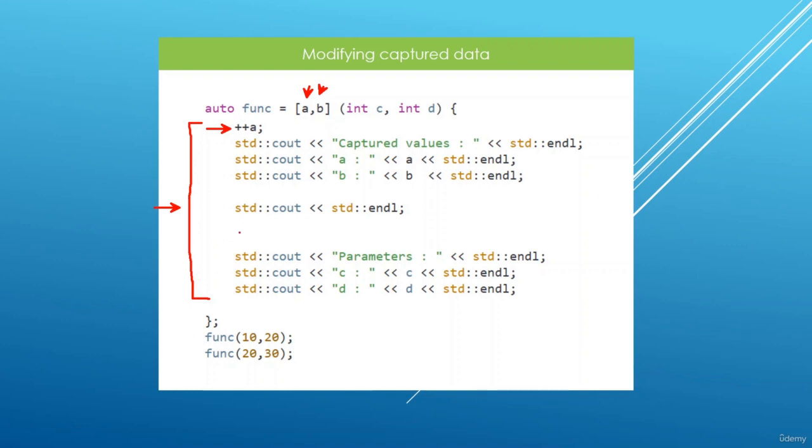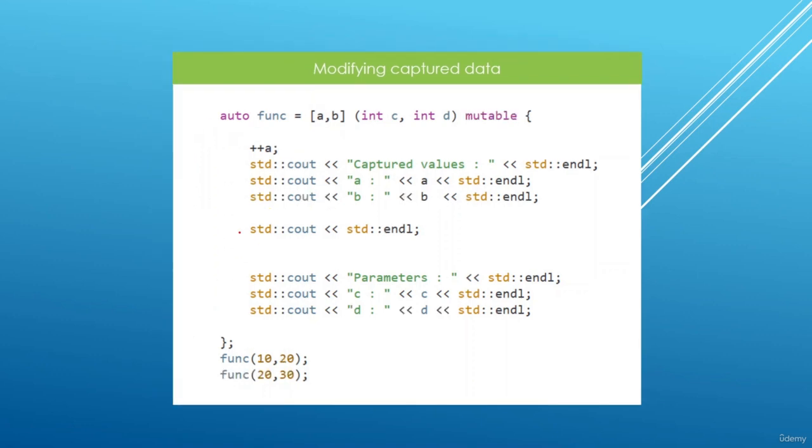But it is possible to remove this limitation, and you can do that by marking your Lambda function as mutable. And if you do this, you will be able to modify your data inside your Lambda function. But this is really going to make your code hard to follow because the behavior of your Lambda function is going to be different across function calls. So if we call this for the first time, it is going to increment A. If we call this for the second time, it is going to increment A again. And this is really going to be hard to follow.